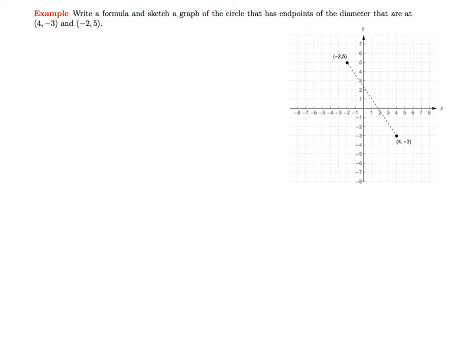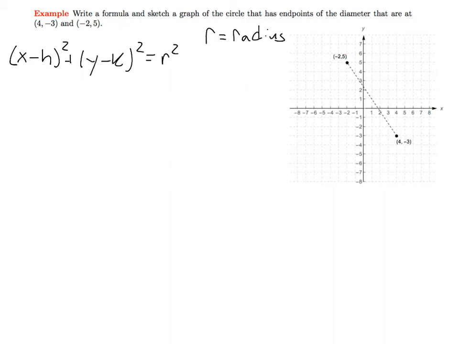And so to find an equation for a circle, recall that the standard form for this is (x - h)² + (y - k)² = r², where r is equal to the radius and (h, k) is the center of the circle. Okay, so we don't know either of these two things off the bat.